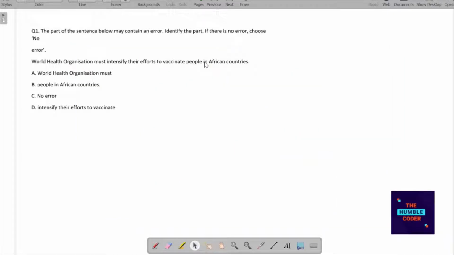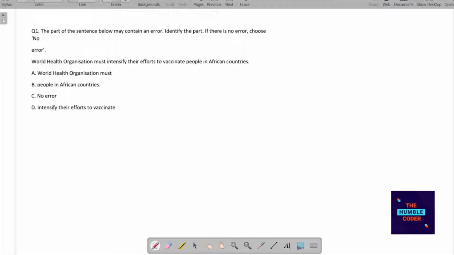So the question is, the part of the sentence below may contain an error. Identify the part. If there is no error, choose no error option. So we are given a statement and we have to find if there is an error in this statement. If there is an error, we have to select the appropriate option, and if there is no error, we have to select no error option. So let's read the question first.